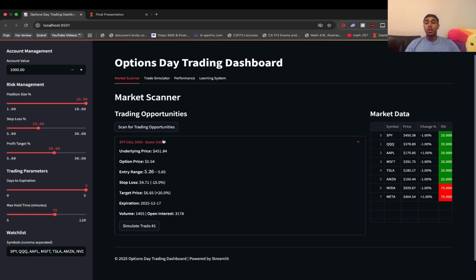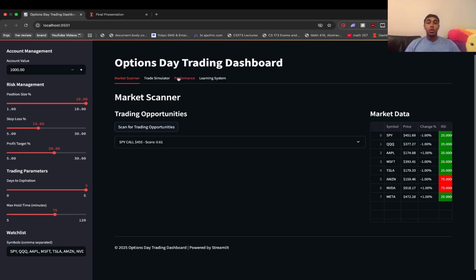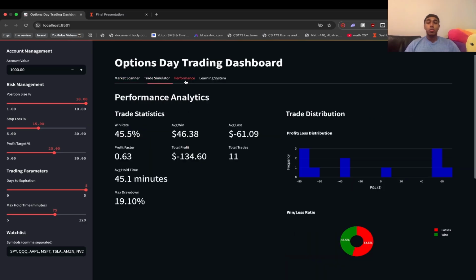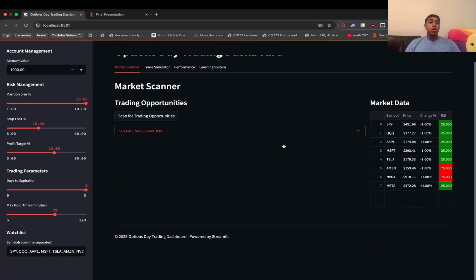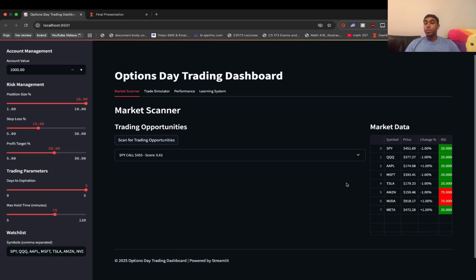And it's actually pretty accurate because it's calculated against a bunch of things. We can press simulate, and if we go to trade simulator or performance, you can see how it's added. Within the market scanner, we have the market data right here. These are the live stock data and the indicators and how each thing is moving.